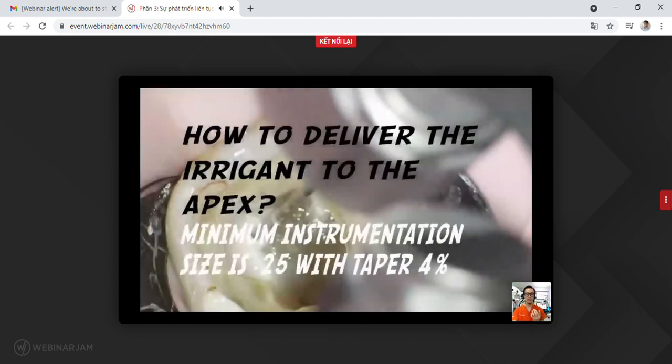So what is the minimum instrumentation size? The answer to that is 25 taper 4%. But I will repeat, you can always shape or prepare as much as you want if you feel that the canal is still dirty. But the minimum is 25 taper 4. Some other papers may say that 20 taper 4, or 20 taper 6% is enough, but from the paper that I showed you in this webinar, it is 25 taper 4%.